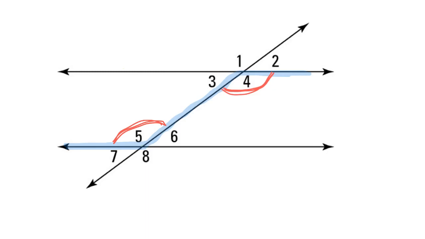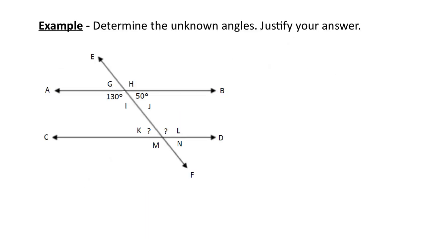Okay, so here's a brand new example for us. We're asked to determine all of the unknown angles, and we are supposed to justify our answer. So we have a bunch of angles that we need to figure out. We've got angle G, angle H, angle K, angle L, angle M, and angle N. So the only angles that we do know are angle I, which is 130 degrees, and angle J, which is 50 degrees.